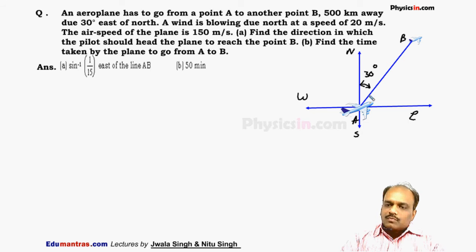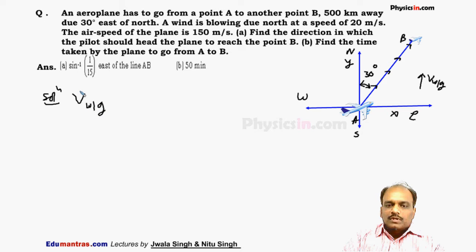So this plane has to move along this line with respect to ground so that it can land at B. Now the wind is blowing towards northward. Let this be our x-axis, let this be our y-axis. This is the velocity of wind with respect to ground. So the solution is: velocity of wind with respect to ground is 20 j cap, because it is flowing in northward direction, and I have assumed northward as y-axis.